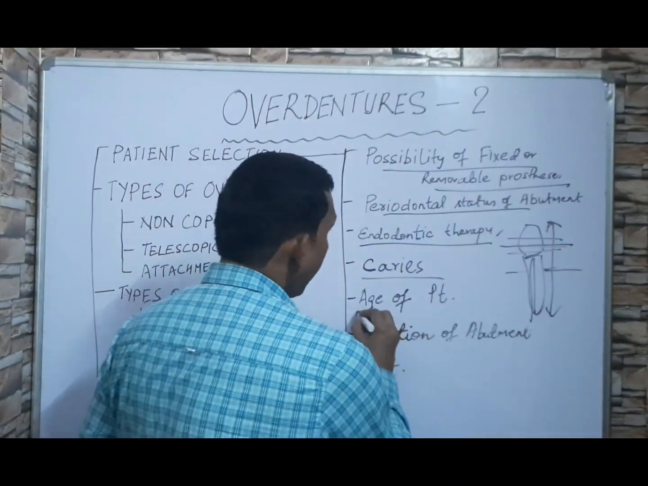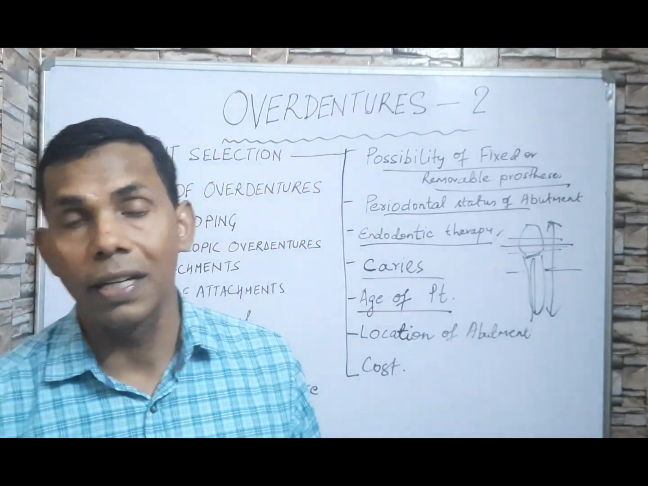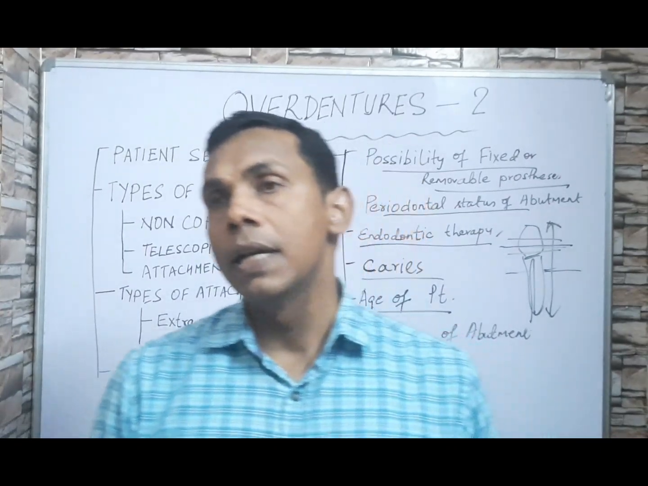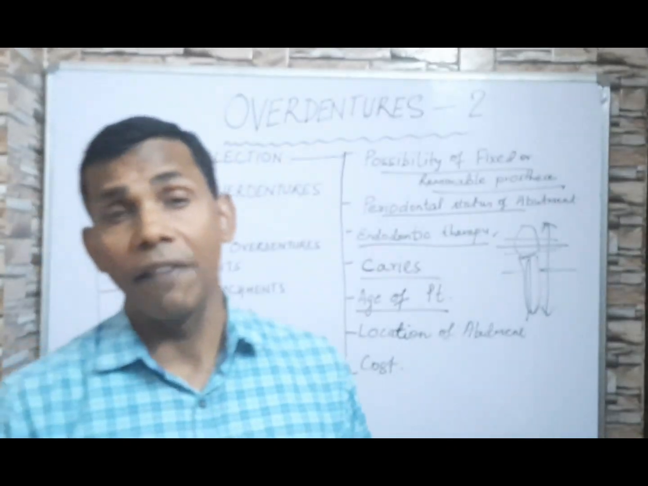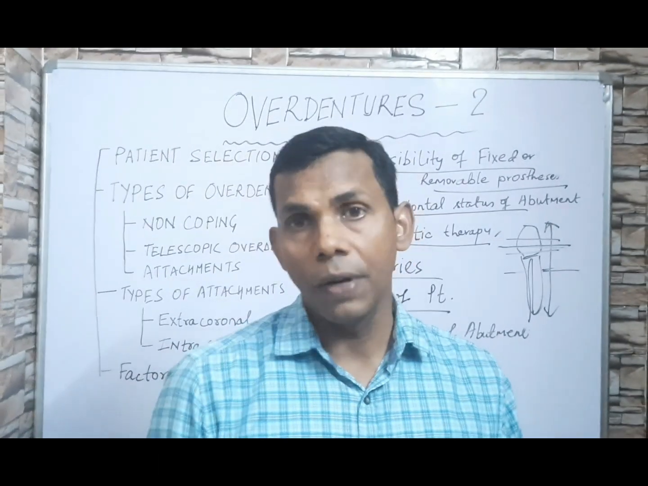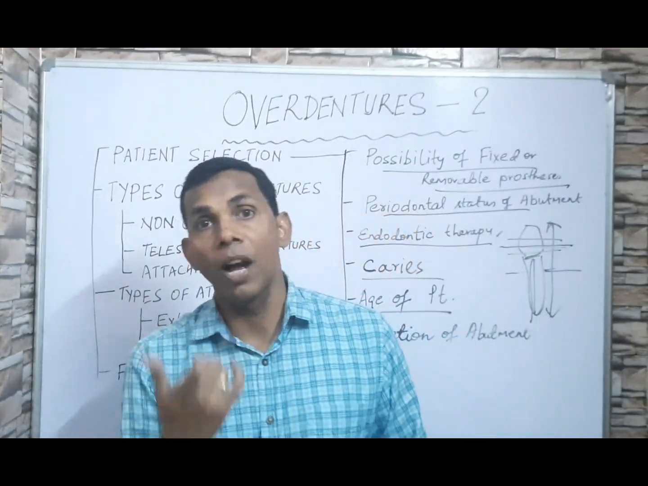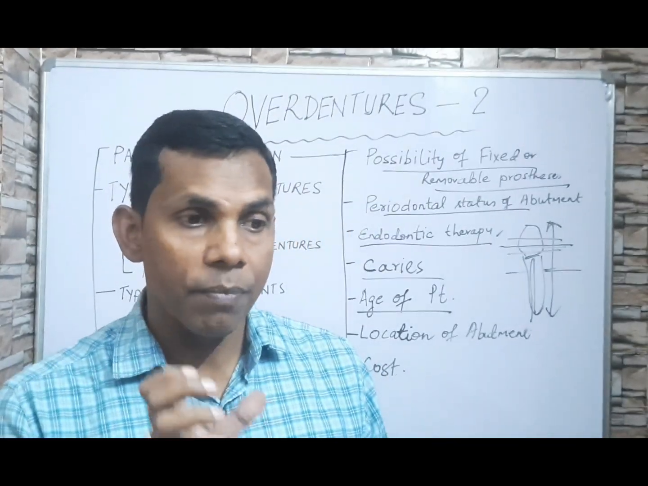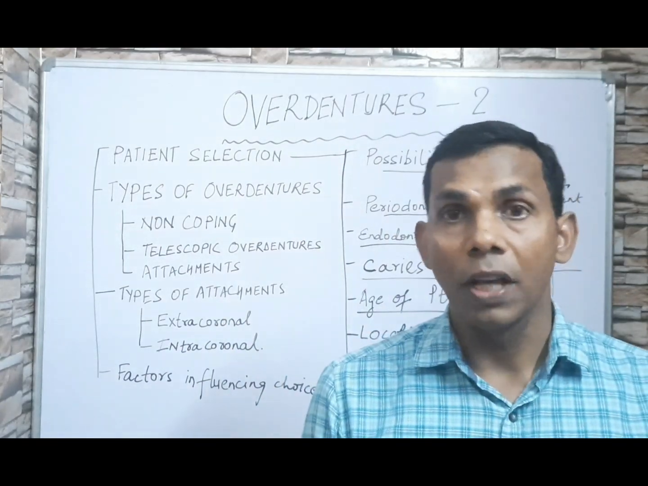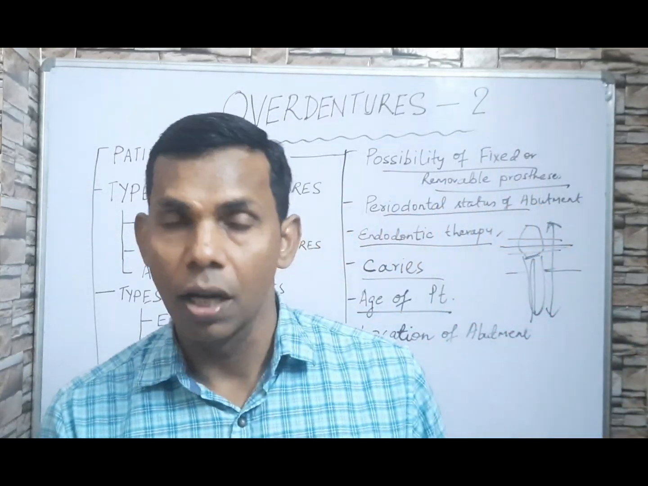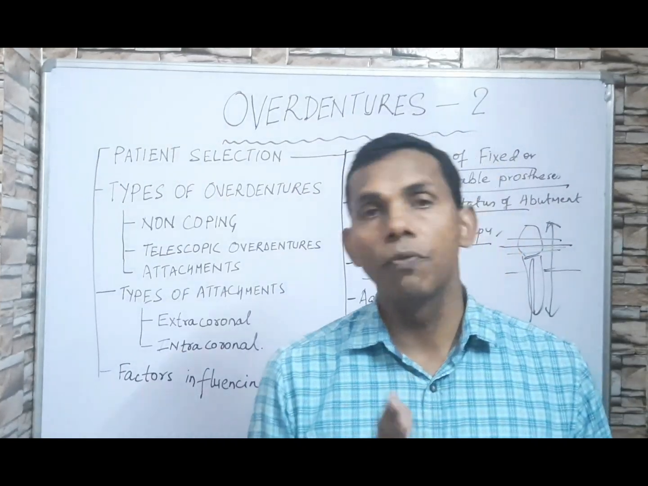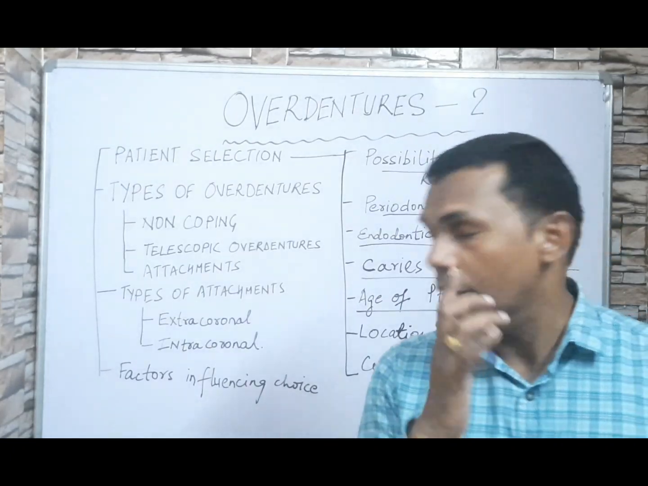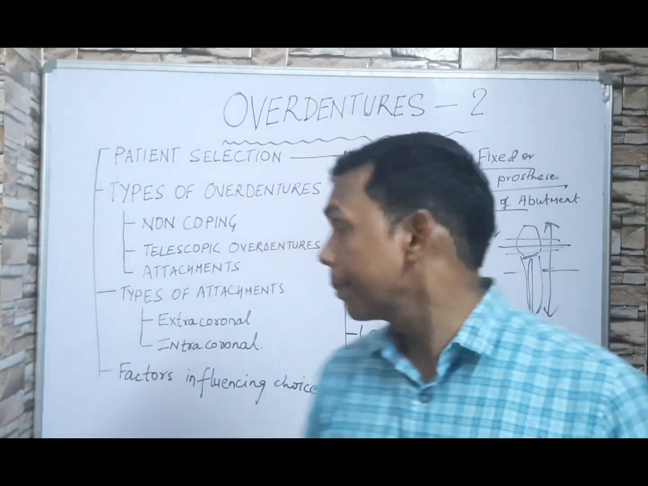Next, consider the age of the patient. This is a very important factor in deciding whether you want to do an overdenture treatment or not. Now, a young patient who has a congenital defect like cleft lip and cleft palate, or the patient has partial anodontia or amelogenesis imperfecta. So wherever there are very few teeth and the patient is young, make sure you always preserve the teeth. Never go for extraction. That should be the first line of treatment. Always preserve the teeth, no matter what.